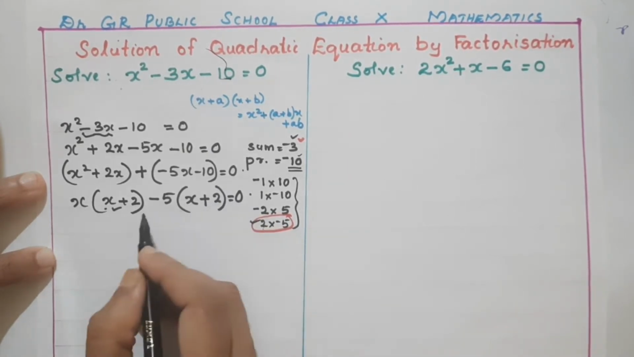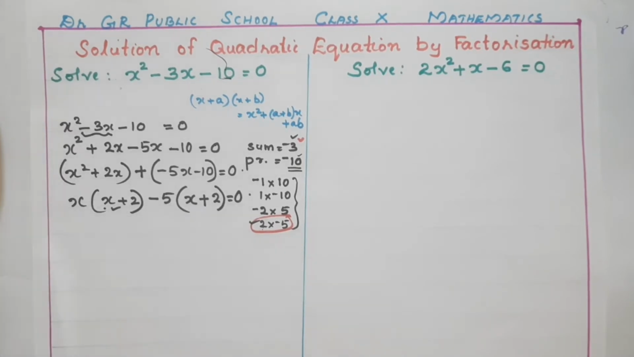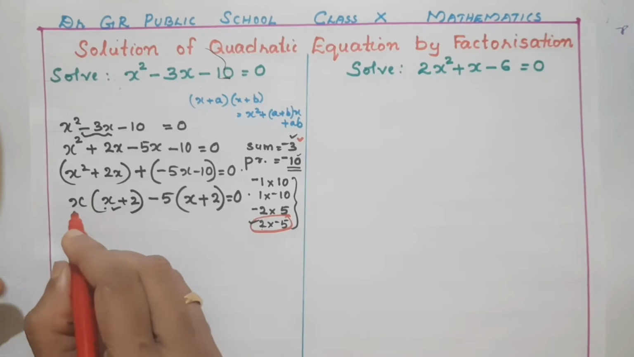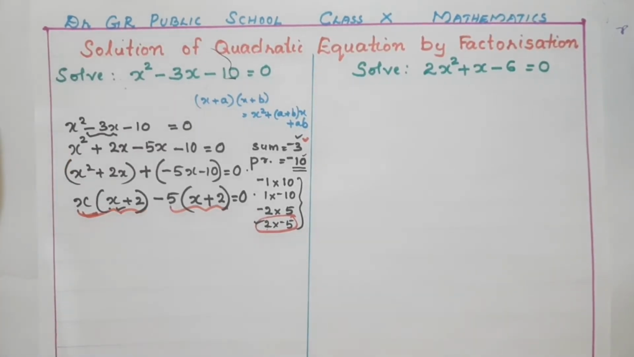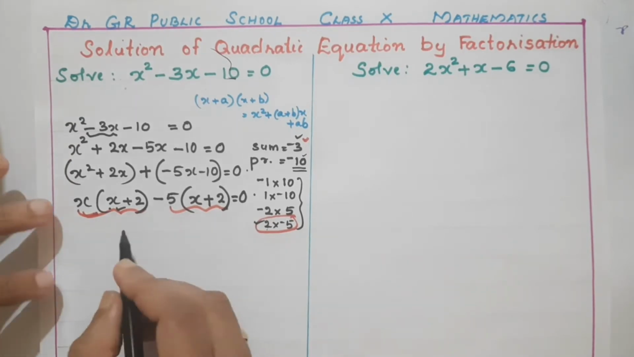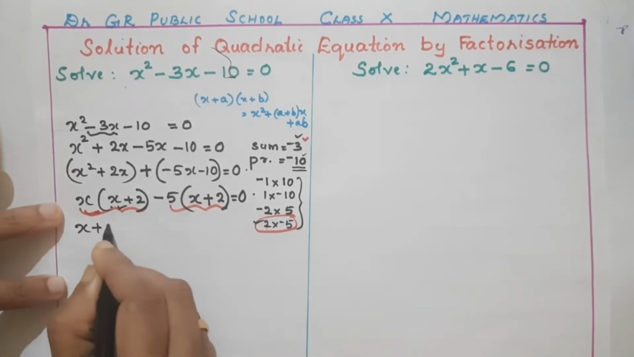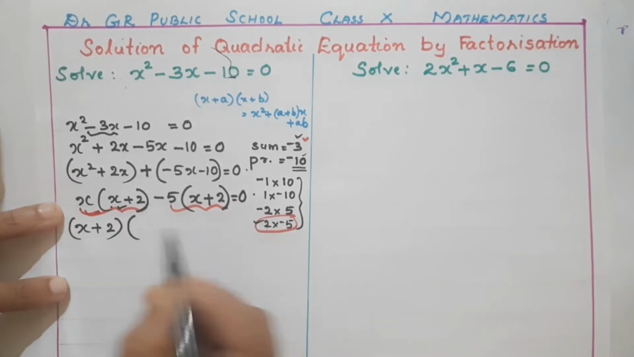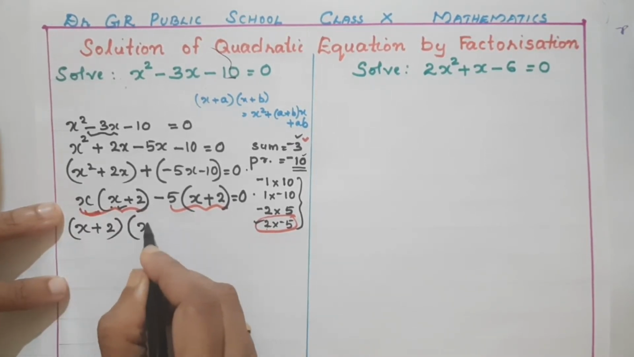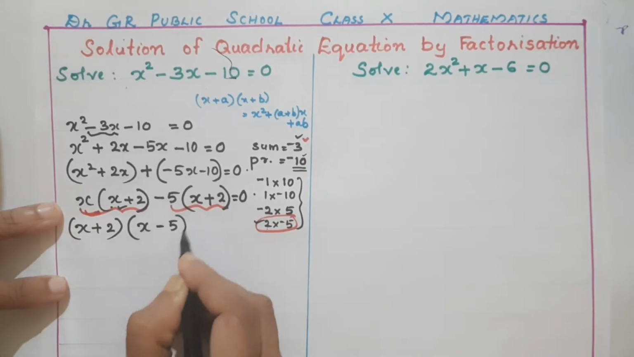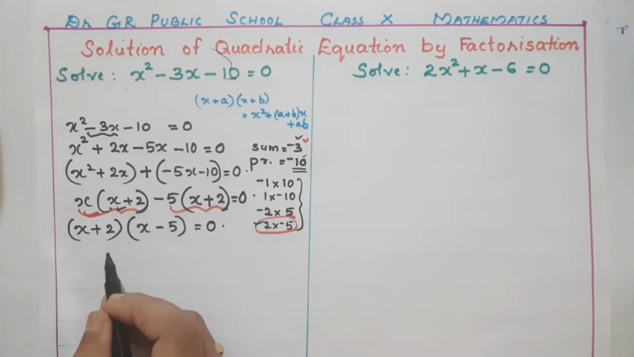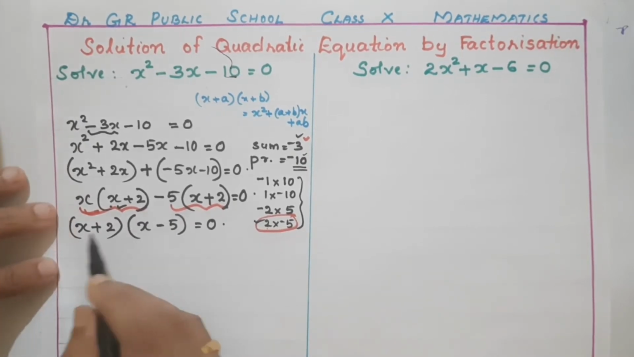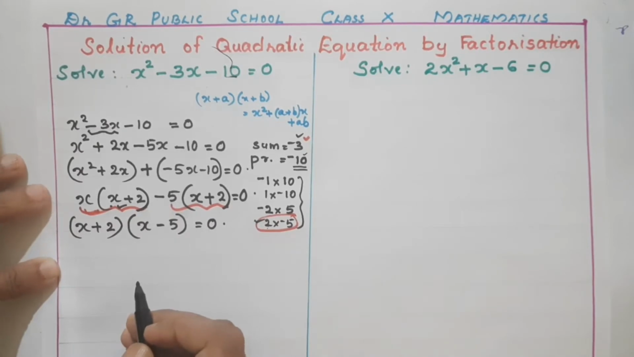Now which is common? x plus 2 is common, isn't it? From these two, what are the terms we have? We have two terms. This is one term and this is another term. So which is common? x plus 2 is common. Then what is remaining here? x. Then here minus 5 equal to 0. Okay. Now we got x plus 2 into x minus 5 equal to 0.